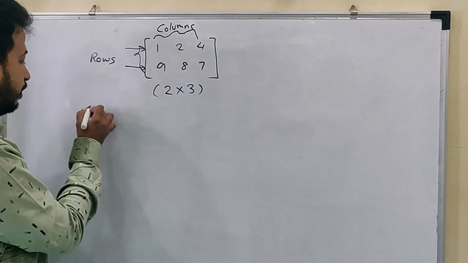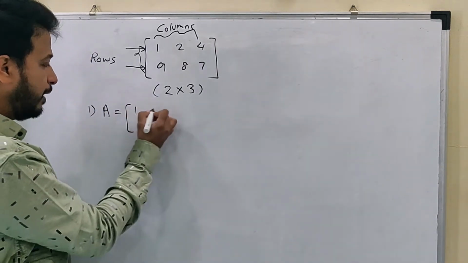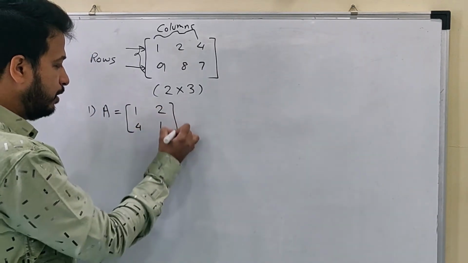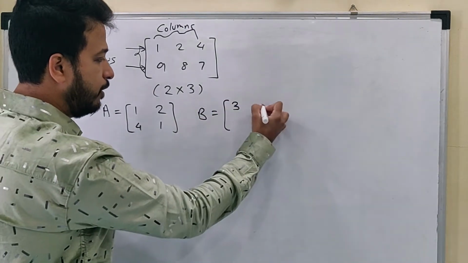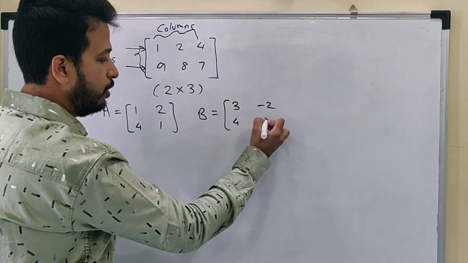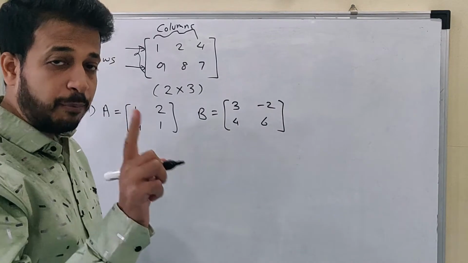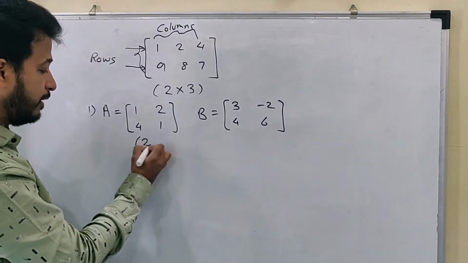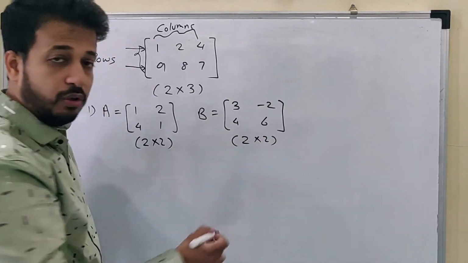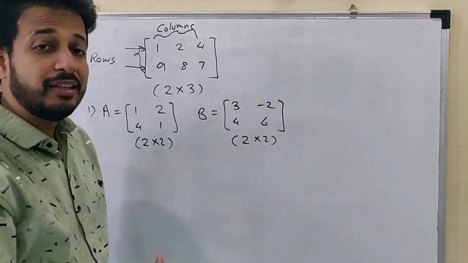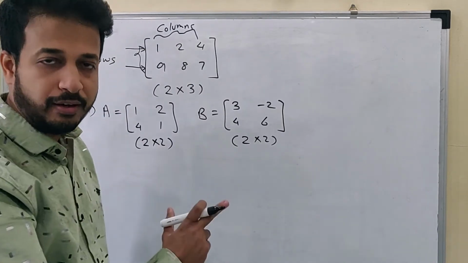If they have the same order, then only I can add or subtract. Okay, so remember this. Suppose I have taken a matrix A in which my numbers are 1, 2, 4, 1, and a B matrix, the numbers I've taken as 3, minus 2, 4, 6. If you check properly, the order of A matrix is 2 by 2 and B matrix is also 2 by 2. So both A and B have the same order. If they have the same order, then only I can add these two matrices, right?